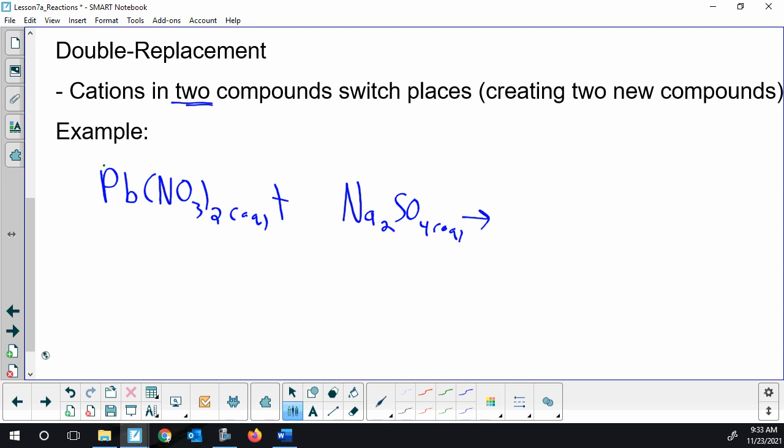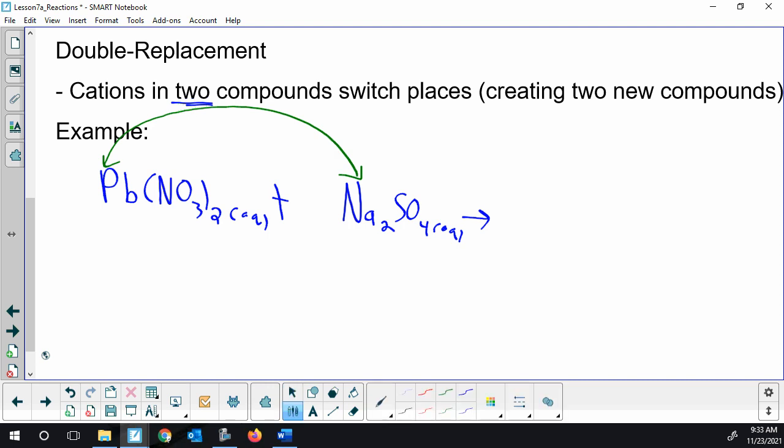So we're going to do a double switch. Okay. I'm going to put a double arrow. You don't have to write this arrow in, but this is your visual cue to what happens. The lead is going to take the place of the sodium ion, the sodium the place of the lead, and then we've got to refix the charges.